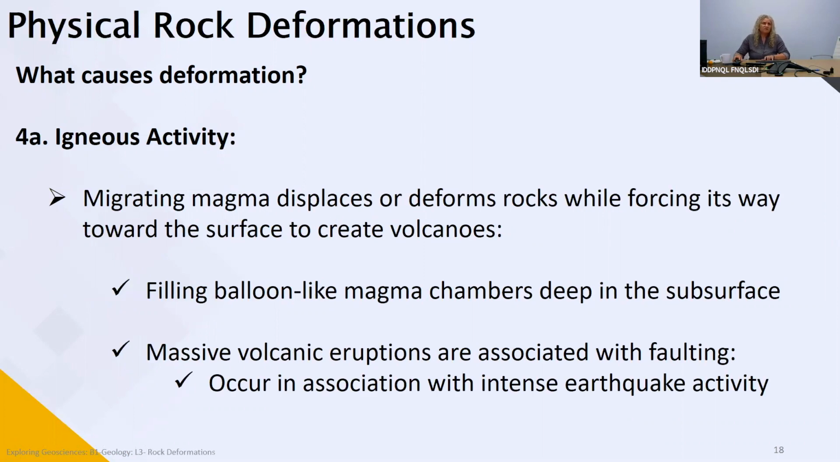Also, the igneous activity is illustrated by migrating magma, which displaces or deforms rocks while forcing its way toward the surface to create volcanoes. This is shown by balloon-like magma chambers, which are deep in the subsurface. And massive volcanic eruptions are associated with faulting, which is often seen with intense earthquake activity.